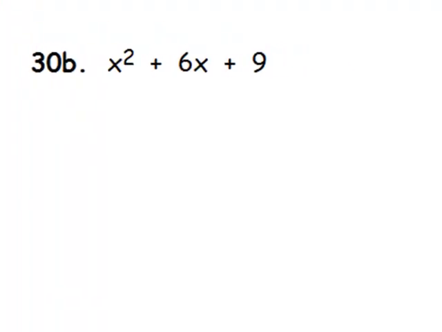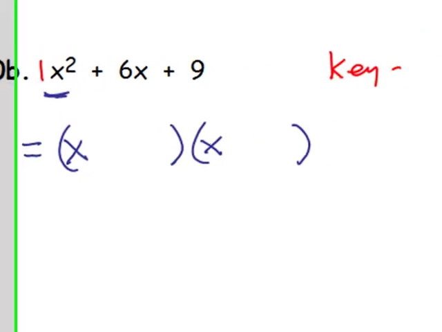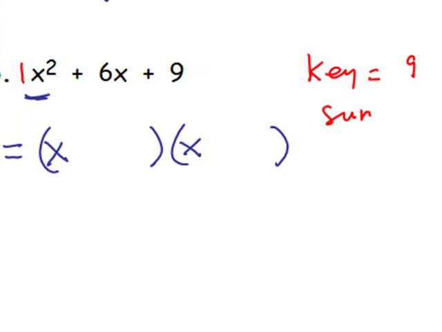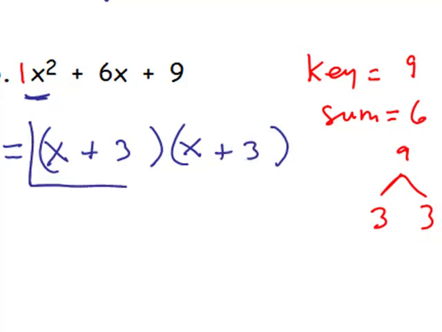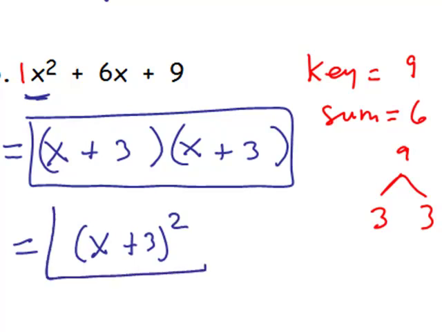All right, number 30b. Again, just x squared. If it factors at all, it will factor into a pair of binomials, each beginning with x. And just as before, this is 1x squared, and the key number is 1 times 9, which is 9. And the sum number is 6. So two factors of 9 that add to 6 are 3 and 3. Those solutions, the plus 3 and plus 3, can fit right into these binomials. This is a legitimate answer right here. But because the binomials are exactly the same, we could actually write this as x plus 3 squared. That's a second option.